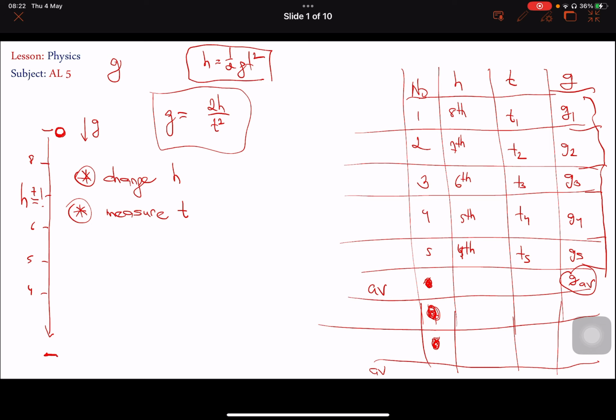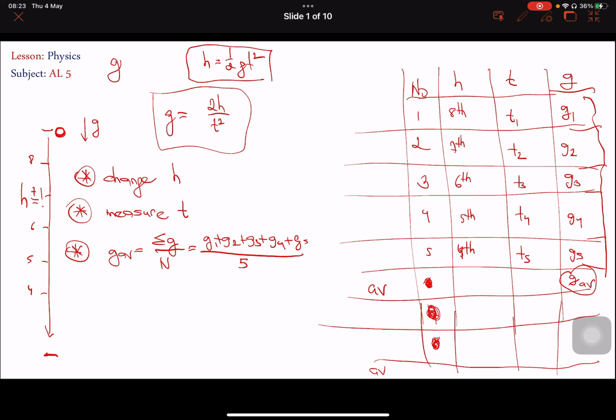How can you find the G average? You have to sum all of the G values that you obtained and divide by the number of measurements that you made. For example, if for a specific case there are 5 measurements, G1, G2, G3, G4, and G5, you divide the sum by 5 and you get G average. That's the first way to measure the G.